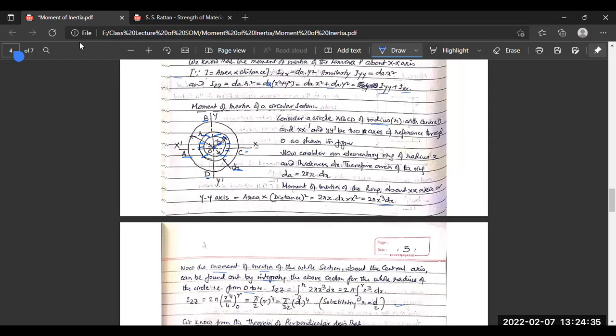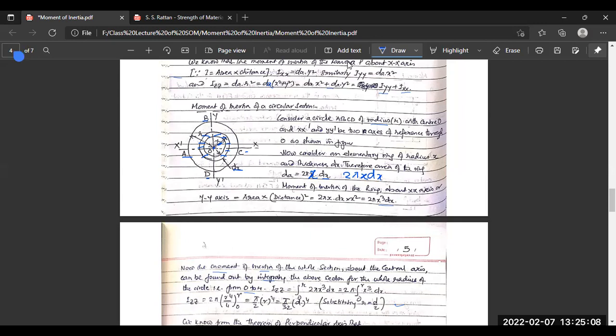Now let us consider the area of the ring. The circumference of this ring will be 2 pi x, and multiplied by the thickness of the ring dx, the area is 2 pi x dx.